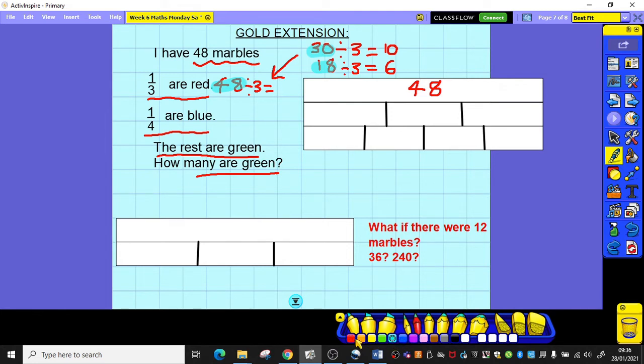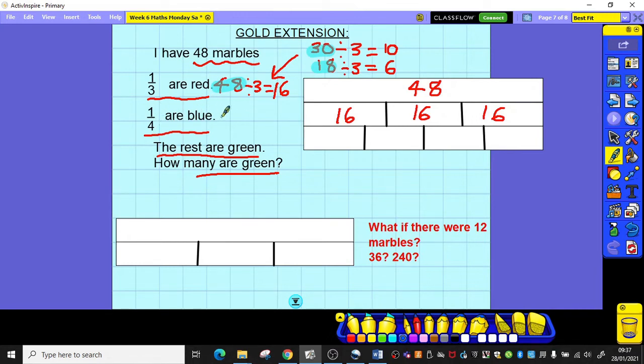Okay, so we can see that it's 16. 16 times 3 makes 48. So on my bar chart, my thirds are going to be 16 and 16 and 16. Okay. Now, let's just change the colour of our pen just to keep this nice and clear.